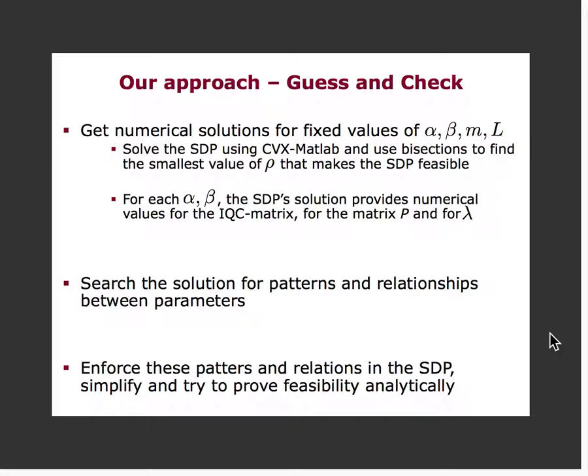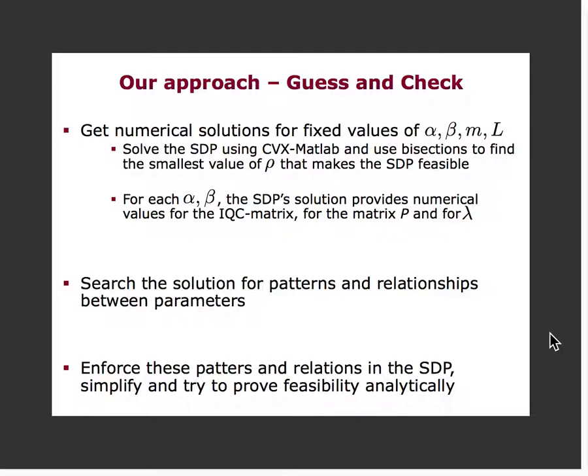And as I mentioned, we get these numerical solutions for different values of alpha, beta, m, and l, and we do it using CVX in MATLAB and bisections to find the best possible rho that makes this IQC matrix negative definite and this SDP feasible.